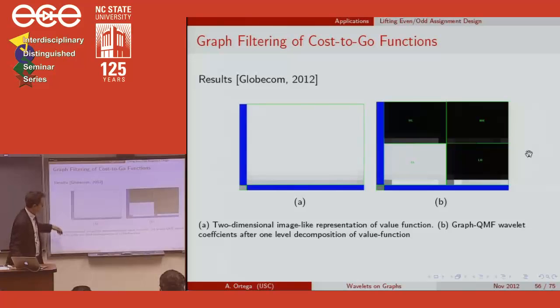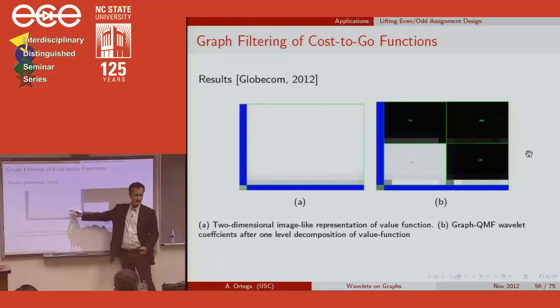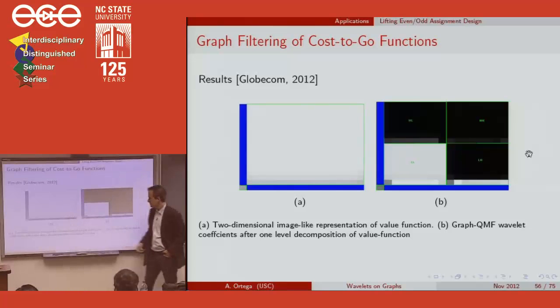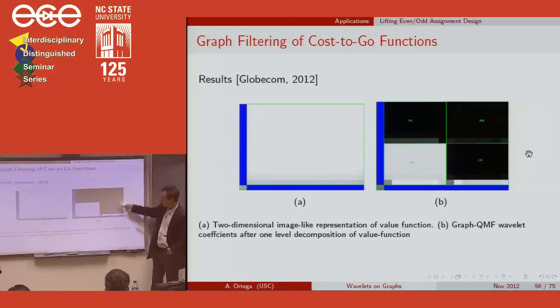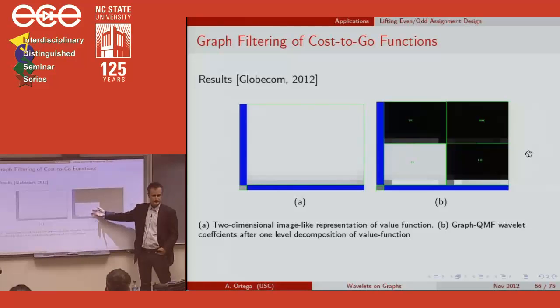And after doing the graph QMF transform, you can go from this graph to a low-pass representation, which you can see approximates very much what we have in the value function in the original graph. And then the high-pass information has much less. This is a very smooth value function. So most of the information is in the low pass.